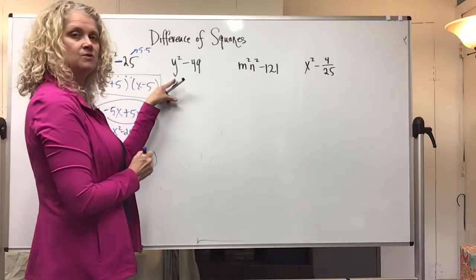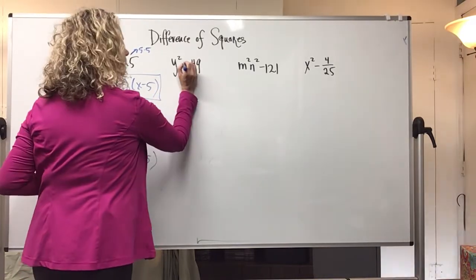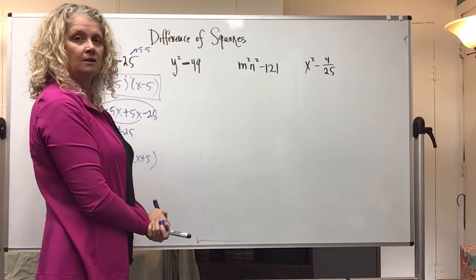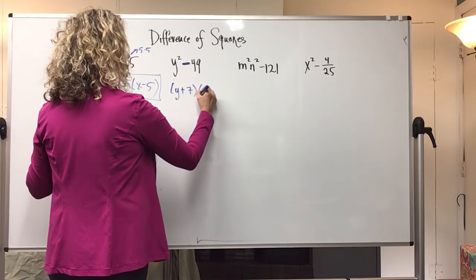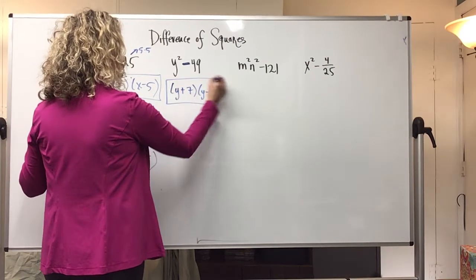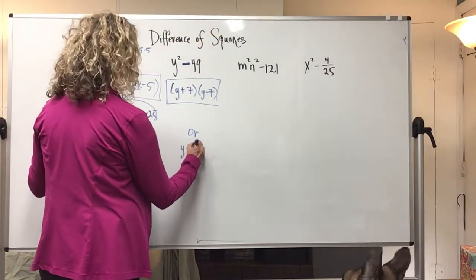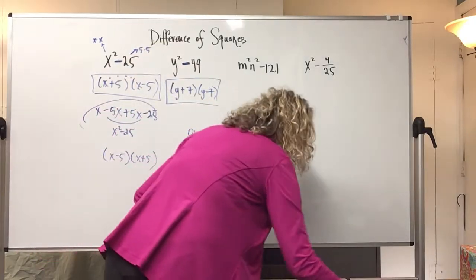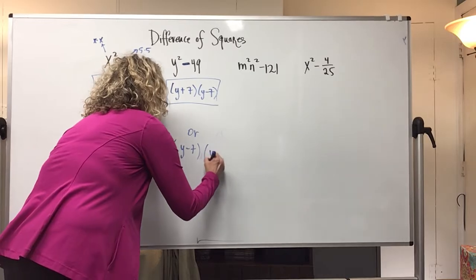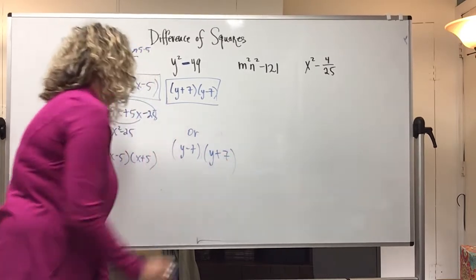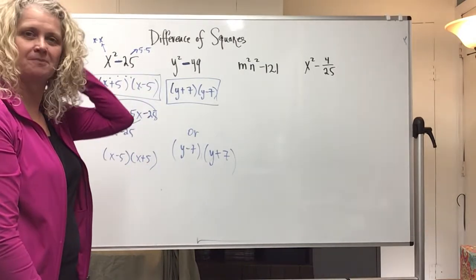So notice y times y is y squared. 7 times 7 is 49. And there's a minus in the middle, a subtraction sign. And so it's going to be as simple as y plus 7, y minus 7. If we did y plus 7 times y minus 7, you would get the same answer. It's identical, because when you're multiplying, it doesn't matter which order you multiply in, it comes out the same.